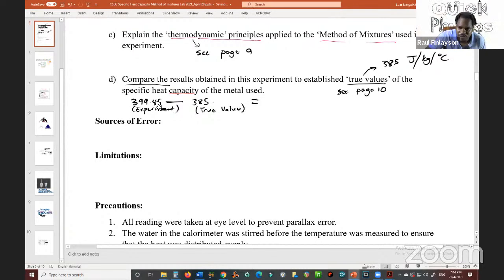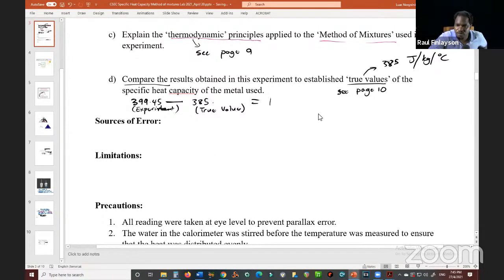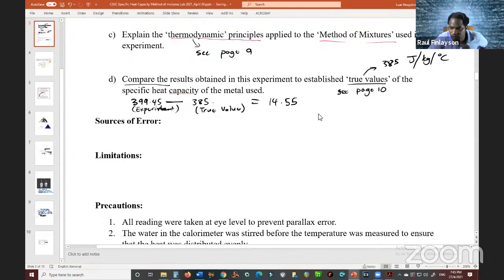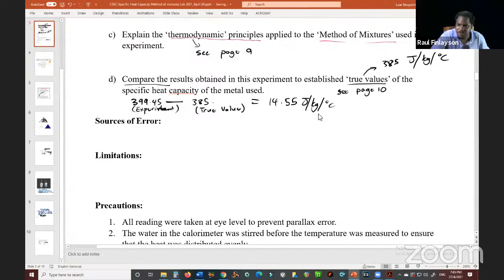We want to find out how much more, so we have to subtract. When we take away 385 from 399, we should end up with something close to 15, or maybe 14.55. All right, so it's 14.55, I guess. Not degrees Celsius, it's just a difference of that, in joules per kilogram per degree Celsius. That's it.